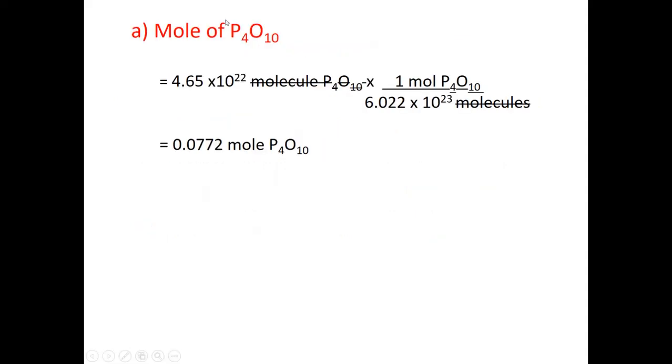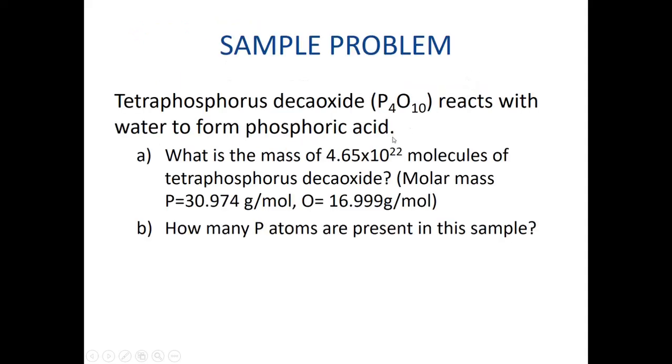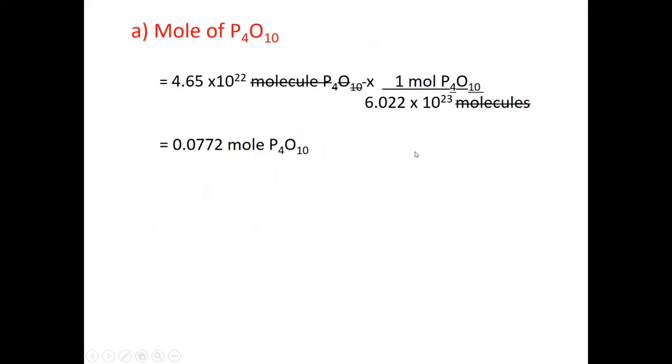So for the mole of P4O10, this is the number of molecules, and 1 mole of tetraphosphorus decaoxide contains around 6.022 times 10 to the power of 23 molecules. So you cancel the unit, then you get this answer.